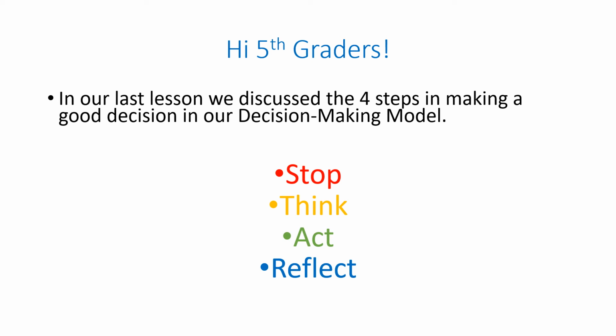Before we get started today, I want to talk about our last lesson on decision making. We discussed the 4 steps in making a good decision in our decision making model. The first step was to stop. Second step is to think. This is where you think about all your options and the consequences. And once you've thought through all those options, then you will act out your best plan. So step number 3, once you've acted out your best plan, step 4, you're going to reflect on how it turned out. So that's a little review from our last lesson.